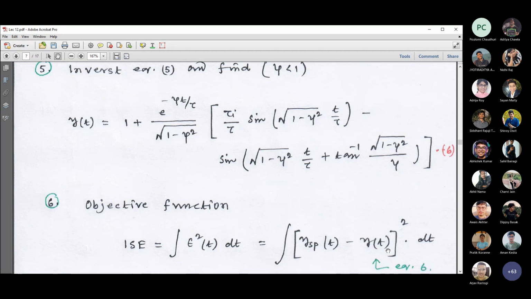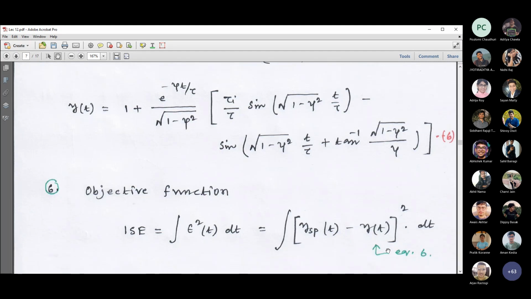Fine. Now let us come to formulate the objective function. So we are adopting here say IAC performance criteria. I am just showing for a sample case. So let us adopt IAC performance criteria. It is basically integration of error square dt.